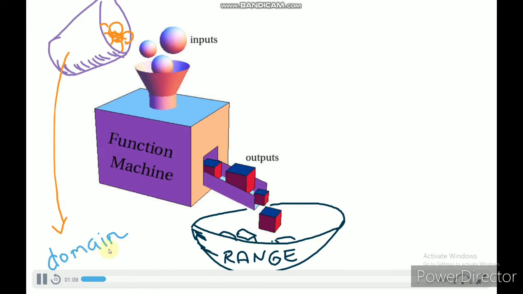Okay, so all X that is used to solve your equation, your function, must be contained in your domain. And all the products, all the outputs that come out from your machine, will be in the range bucket. So the range must describe all possible outputs, all possible outcomes of the function machine.